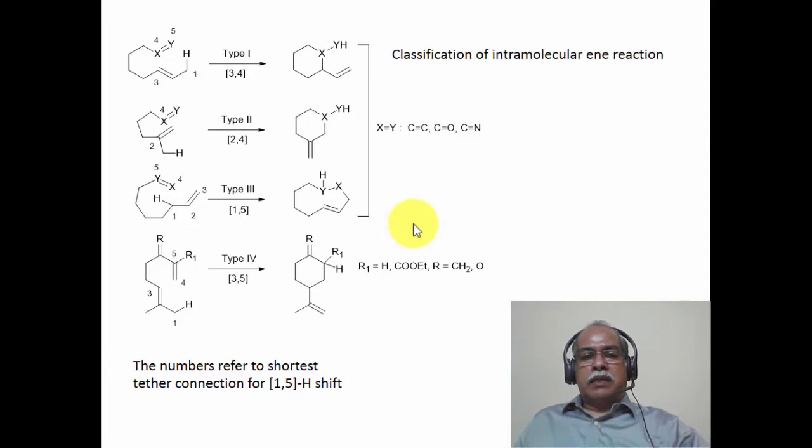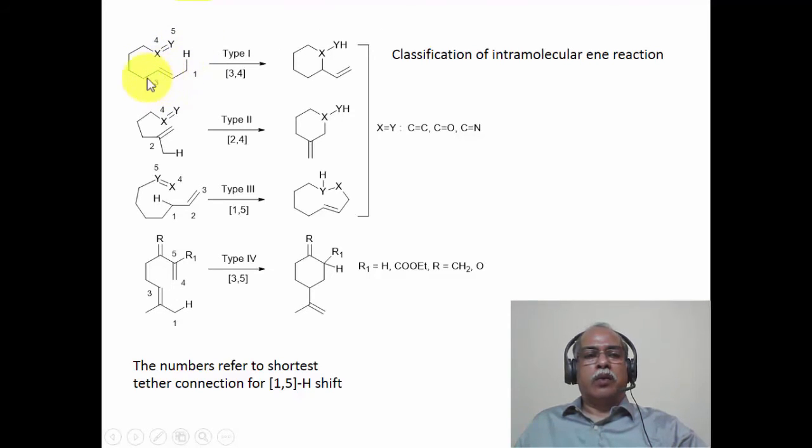Oppolzer has devised a methodology to classify the ene reaction. According to him, there are 4 types of ene reactions that can be classified. The numbering system is as follows. You start with the numbering 1 from the allylic position, which is transferring the hydrogen, and end up with 5 at the terminal position where the hydrogen actually lands at the end of the rearrangement.